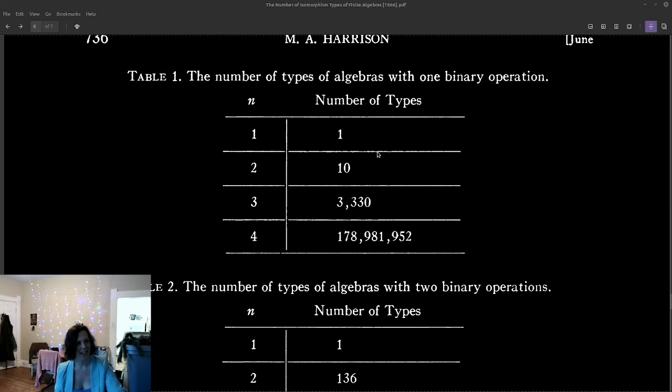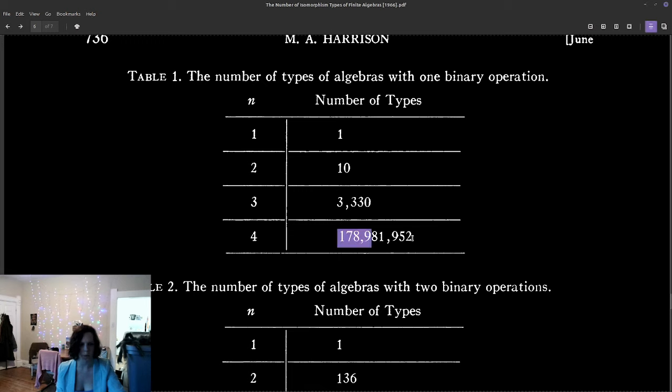Here's the sequences. These are the number of fundamentally different algebras with just a single binary operation, like magmas. It goes 1, 10, 3,330, and then 178,981,952. So if you want to mess with people, you can ask what sequence goes 1, then 10, then 3,330, and see if they can come up with the next number, which almost certainly they will not come up with the answer 178,981,952, because that's just not reasonable. But that's what it is.